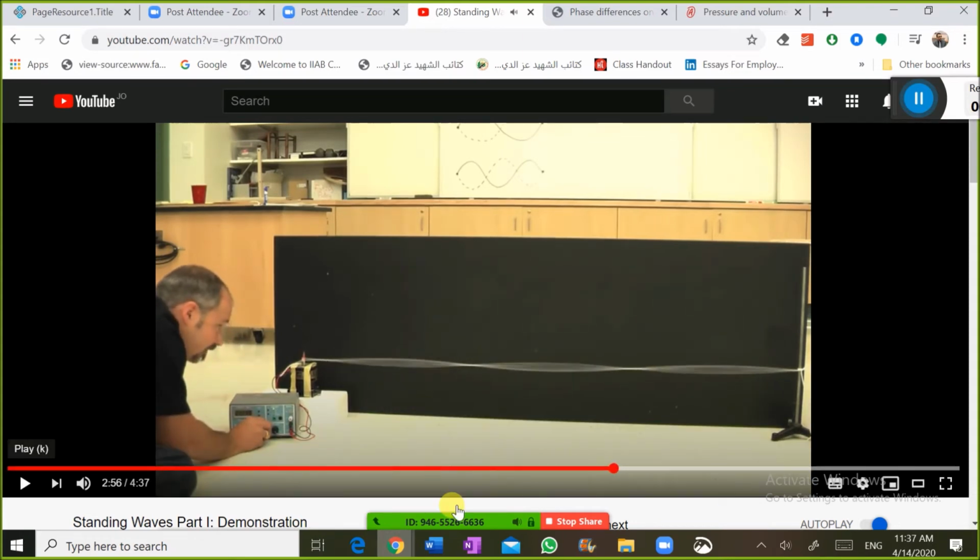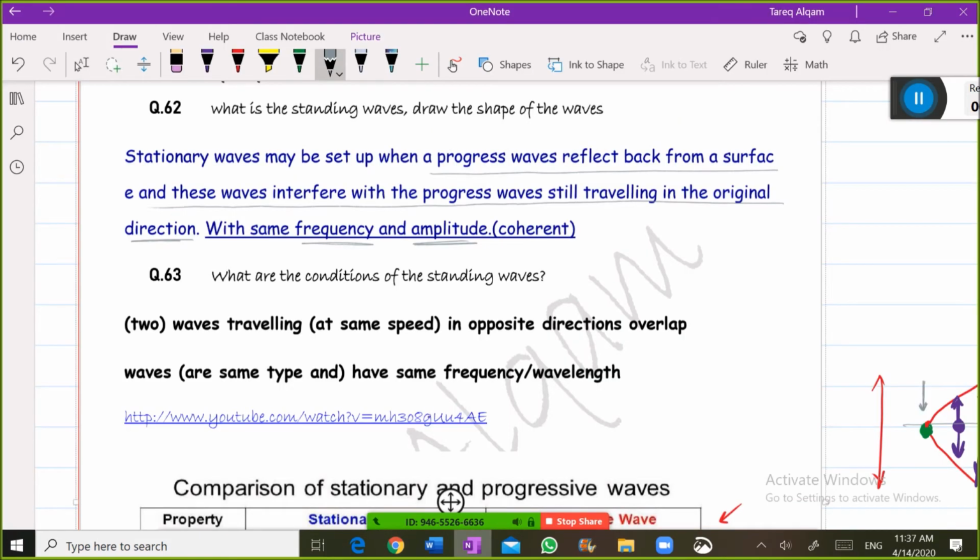Guys, at specific frequencies we get something called harmonic frequencies. This is called the third harmonic. So the standing waves, guys, I'll explain that for you. The standing waves take place at specific frequencies. These frequencies are called harmonics or harmonic frequencies.